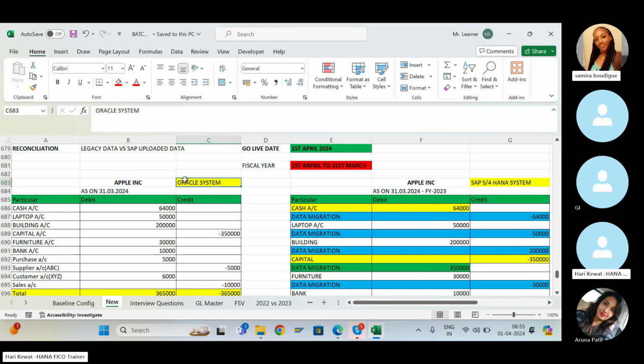Once you load into SAP, extract it again, do the comparison with the Excel, and make sure that GL by GL, vendor by vendor, asset by asset, everything is matching. If it is matching, then only business will give sign off. Otherwise, they'll tell you their trial balance is still not matching and they're not going to give sign off. If they don't give sign off, then you cannot go live.